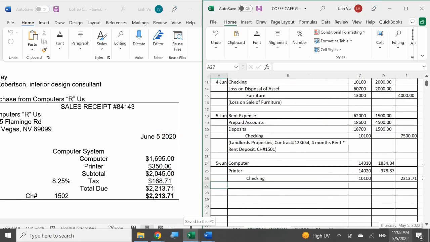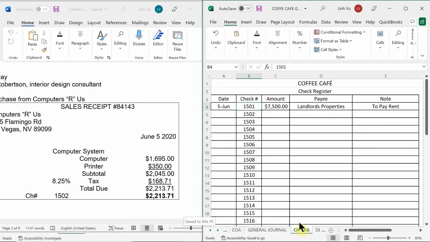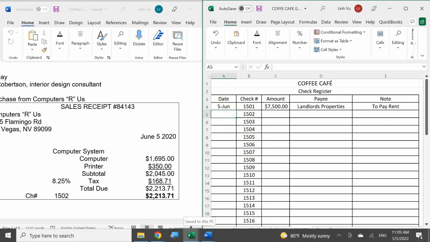So here's a few things I got to do first. I got to go write my check out first, because I already paid them. They already took my check, so I need to make sure that I update my check register, just to make sure it clears through. How much did I write the check out for? For $2,013.71. Who did I write this out to? We went to Computers R Us. Okay? And why did you go there? You bought a computer system.